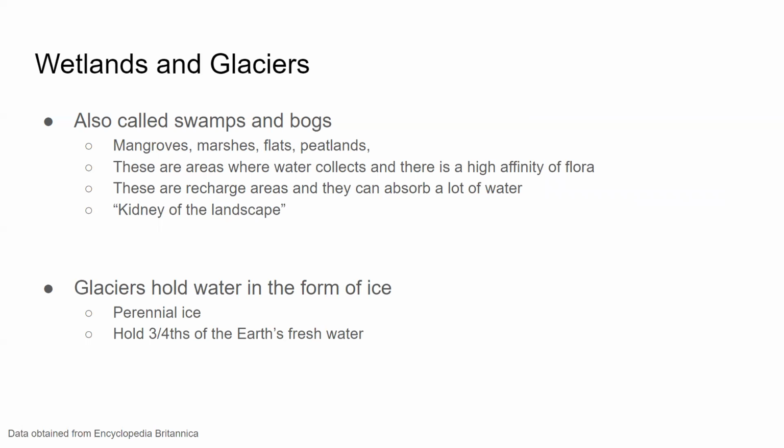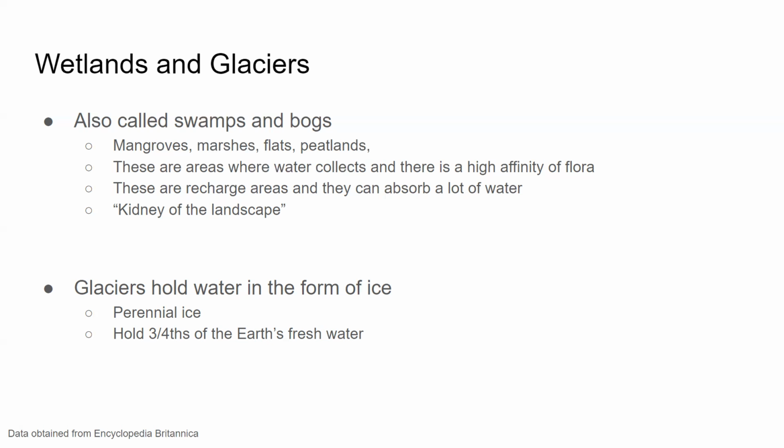Wetlands and glaciers. And just so you know, in the future, we will have a glaciers lecture. Wetlands are also called swamps and bogs. I actually live on a swamp, but you might also know them as mangroves or marshes, flats, and peatlands. And these are areas where water collects, and there's a high affinity of flora in these particular areas. These are also recharge points as they can absorb a lot of water. And they are also known as the kidney of the landscape because they filter out so much stuff.